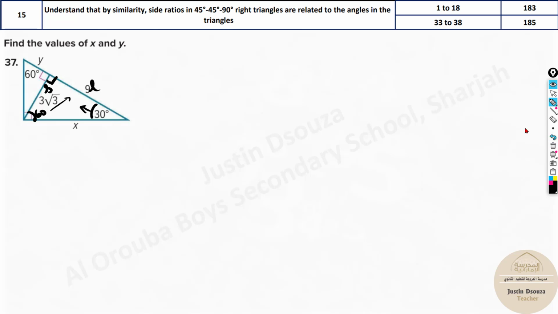You need to use a formula which connects x, right? So what I'll do is I'll use this and this connection. I know hypotenuse is given by 2 times the shortest length. This x is the hypotenuse, opposite to 90. So x is equal to 2 times the shortest length, that is 3 root 3. So it will be 3 times 2, which is 6 root 3, is the answer. Here x is 6 root 3.